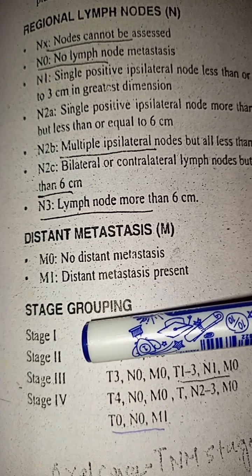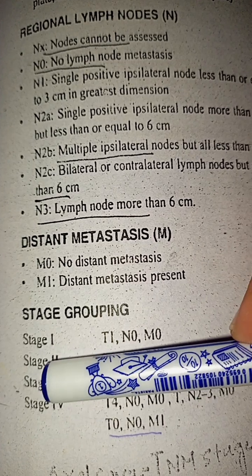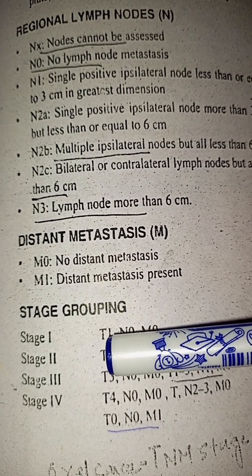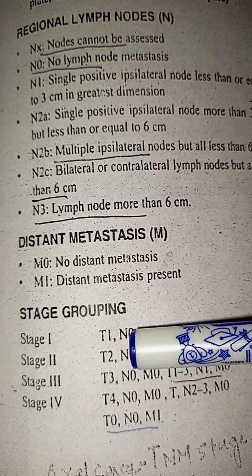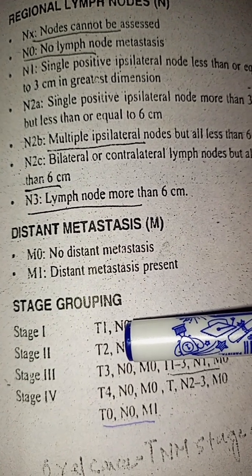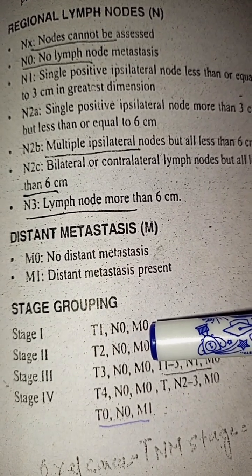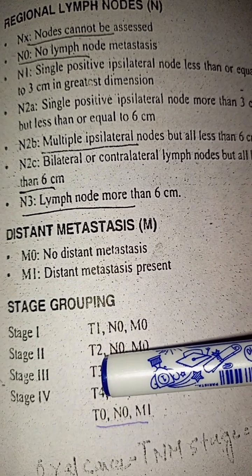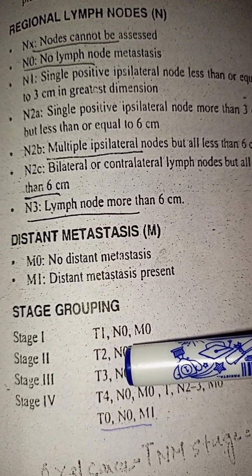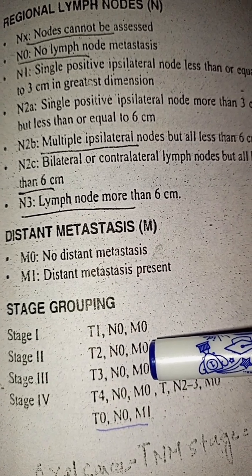Now staging or grouping, it is very important. It can come in your exam also. So number 1 is stage 1. You have T1. T1 means that the tumor size is less than or equal to 2 centimeter, N0, which is no lymph nodes metastasized, and M0, no distant metastasis. T2 is for more than 2 centimeter but less than 4, and again no lymph nodes metastasized, and M0, no distant metastasis.